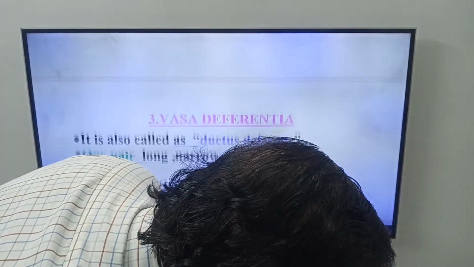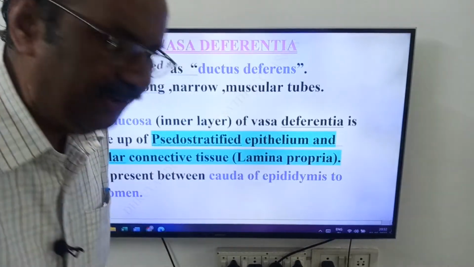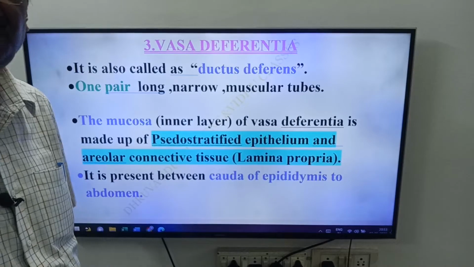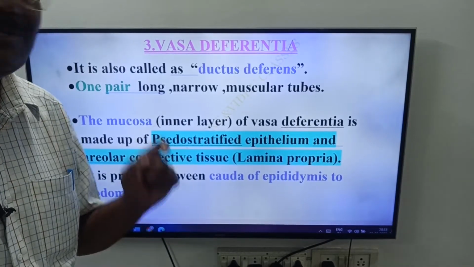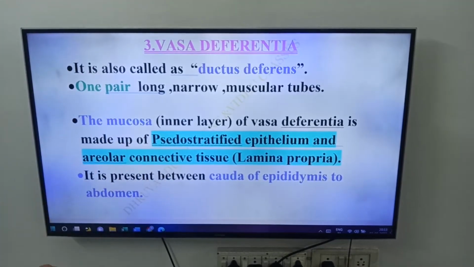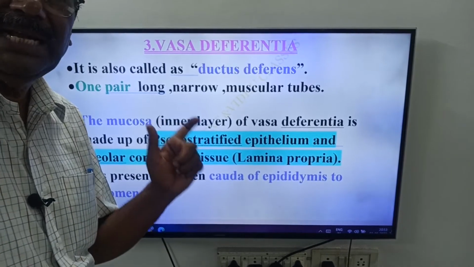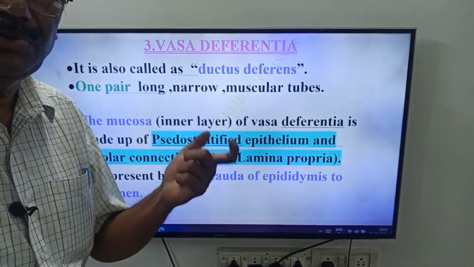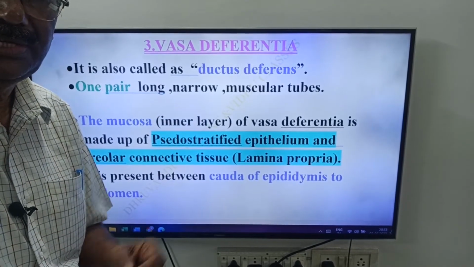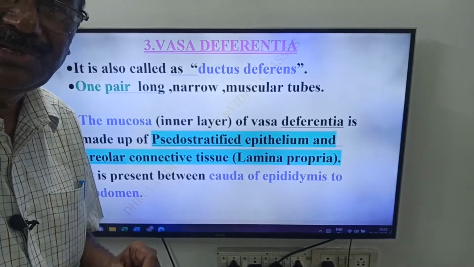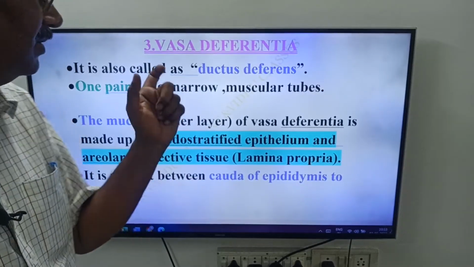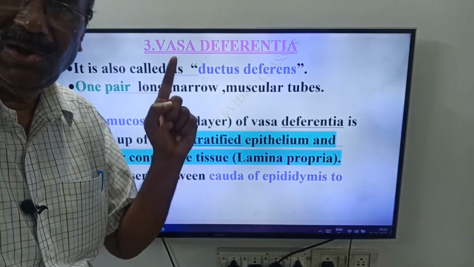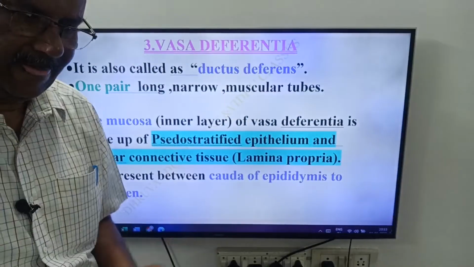Okay friends, now see the vas deferens. It is also called the ductus deferens. One pair of vas deferens is present in man. These are long, narrow muscular tubes. A man has one pair of vas deferens, also called ductus deferens. They are one pair in number, long in size and muscular.